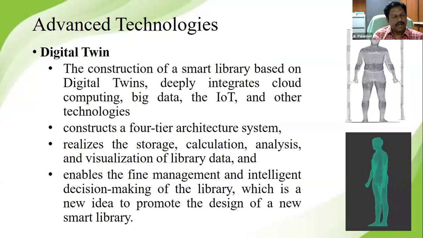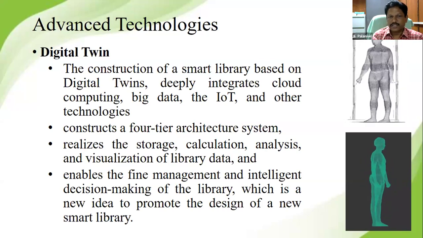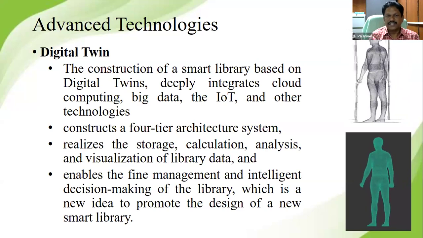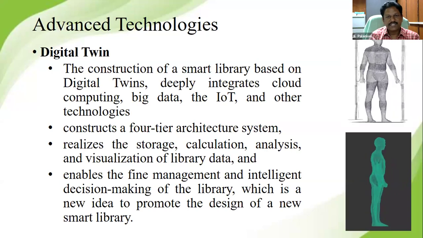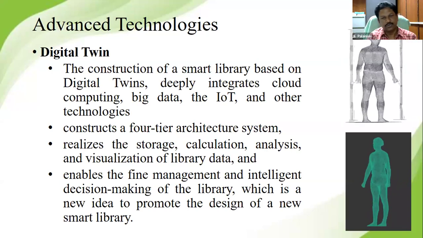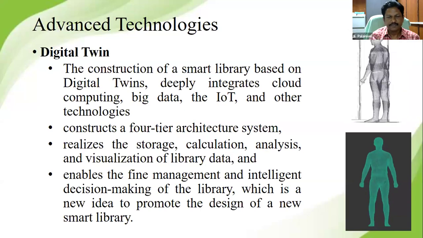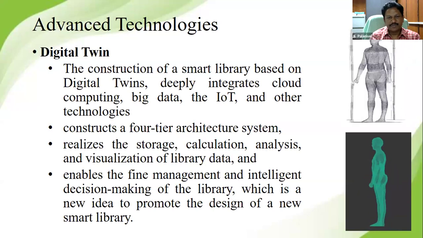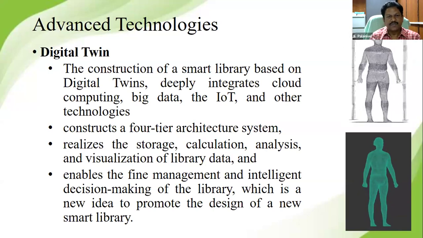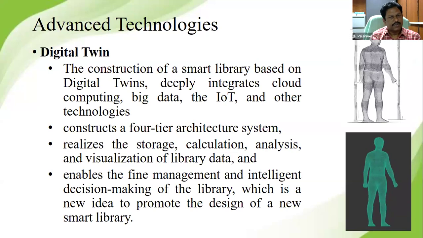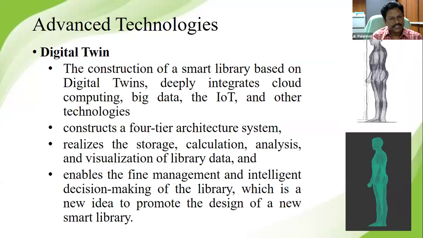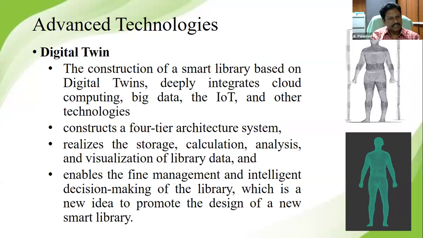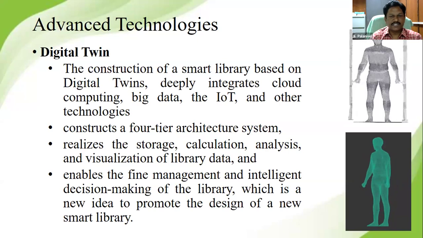This has been constructed with a four-tier architecture, and you can realize the amount of storage available, with calculation, analysis, and visualization of the complete library, each and every room, whether a person is there or not, whether a book is there or not. It even enables fine management and intelligent decision making in the library. This digital twin technology will promote the design of new libraries, and whatever is digital, you can see through visualization.